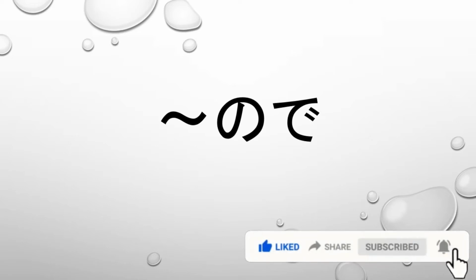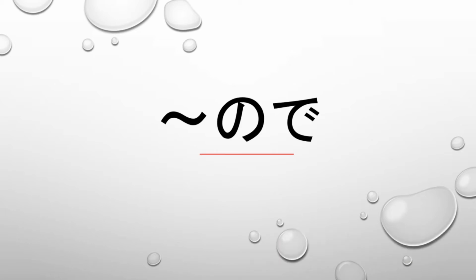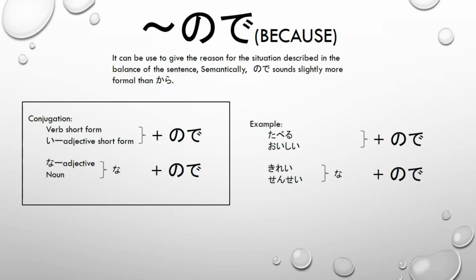So ngayon yung ating topic is node. So yung node para lang niyang kara na because. So node, because, it can be used to give the reason for the situation, describe the balance of the sentence semantically. So mas polite daw yung node compare kay kara. Okay? So node is because lang din po ito, ha.